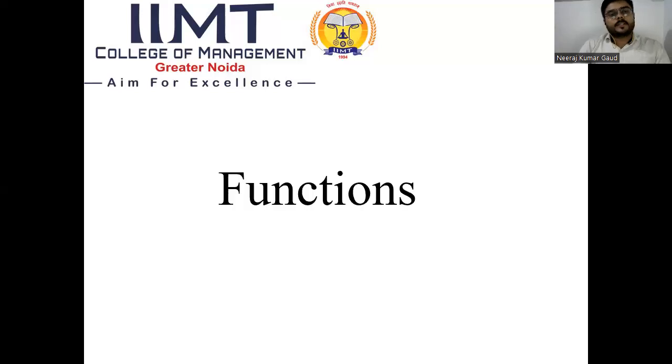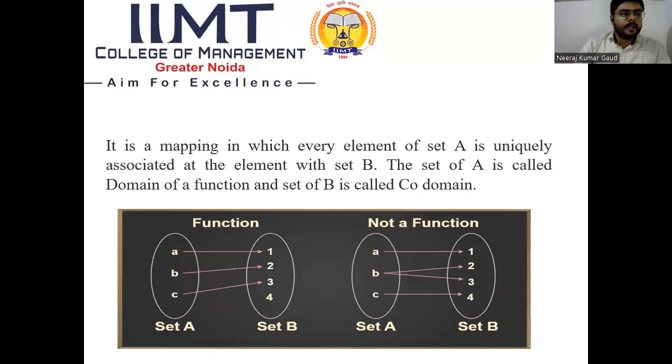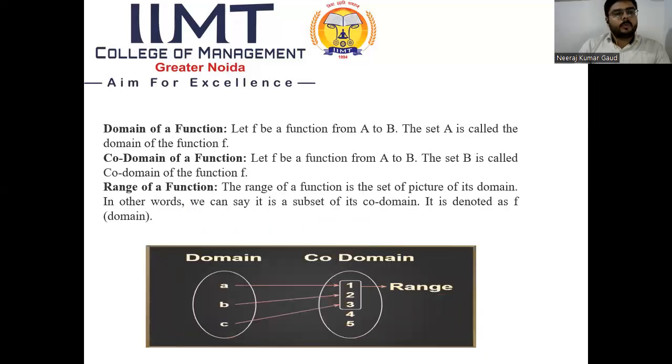Now, the next topic is functions. It is a mapping in which every element of set A is uniquely associated with an element of set B. The set A is called the domain of the function and set B is called the codomain of the function. Now, domain of a function. Let f be a function from A to B. The set A is called the domain of the function. Now, codomain of a function. Let f be a function from A to B. The set B is called the codomain of the function.